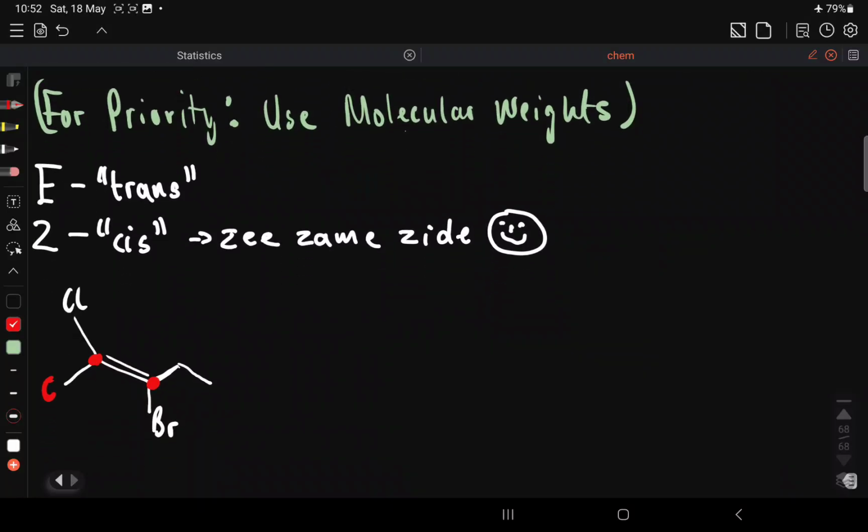E or Z simply means that the atom on the left of the bond and the atom on the right side of the bond, the one on the left is connected to two different atoms, the one on the right is also connected to two different groups. So there we go.